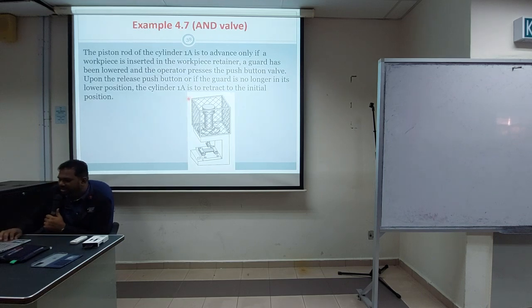Okay, so this is example for end valve. Okay, dia akan bagi satu situasi, kemudian bagi gambar. Okay, as to retract. So the piston rod of the cylinder 1A is to advance only if the workpiece is inserted in the workpiece retainer, a guard has been lowered, and the operator presses the push button valve.